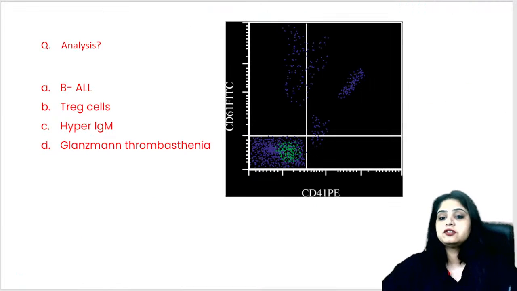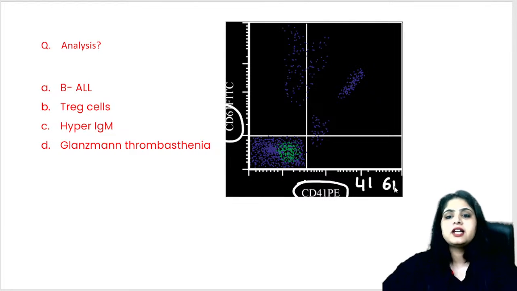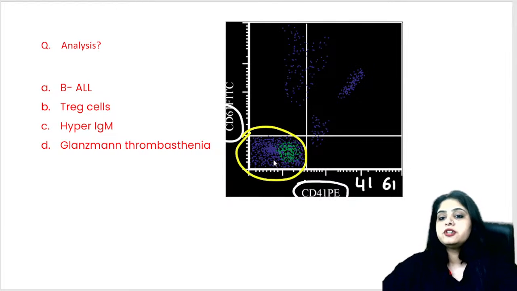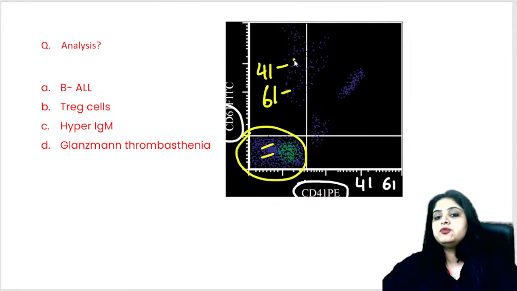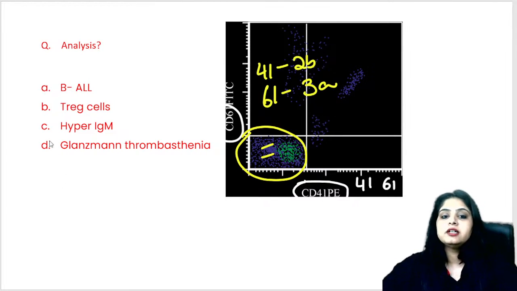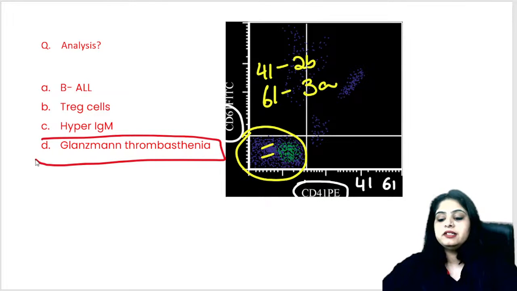Okay, let's move on to the next question. Again, when I read the markers, half my battle is won. CD41 and CD61, I read 41 and 61, and I know this is some megakaryocyte and platelet problem. And majority of the cells are in the double negative quadrant. So 41 negative and 61 negative. This means GP2B3A is gone, and GP2B3A gone is going to be a case of Glanzmann thrombasthenia.